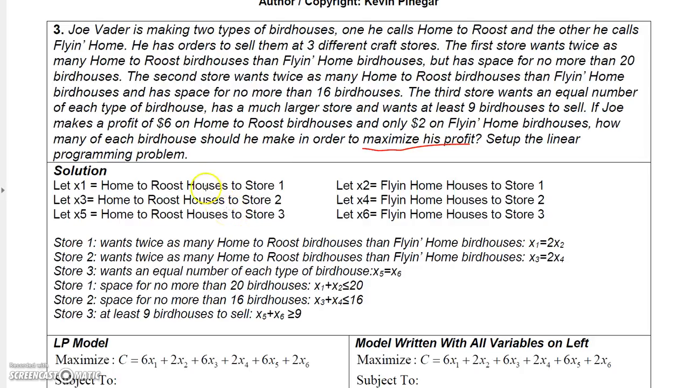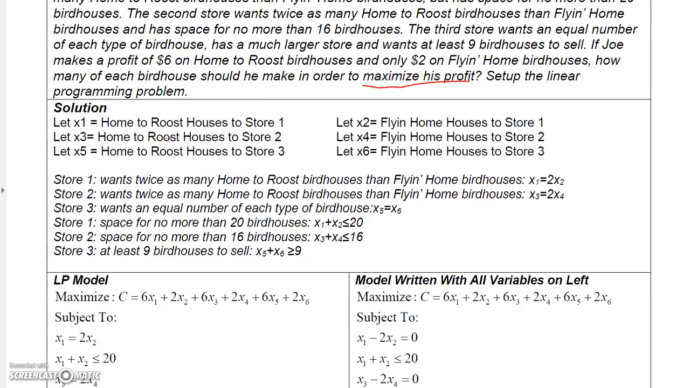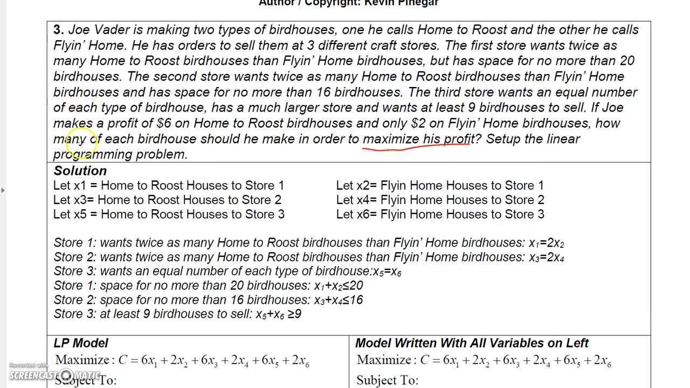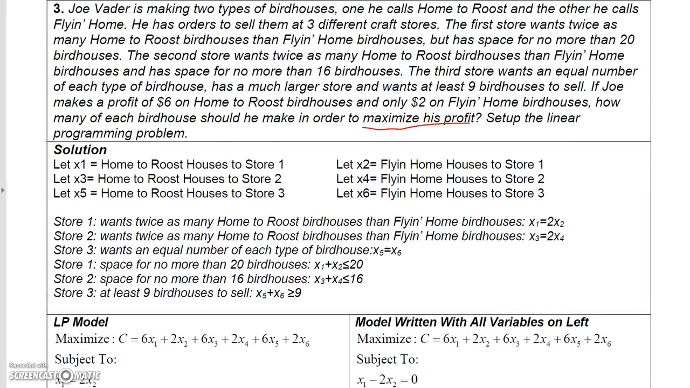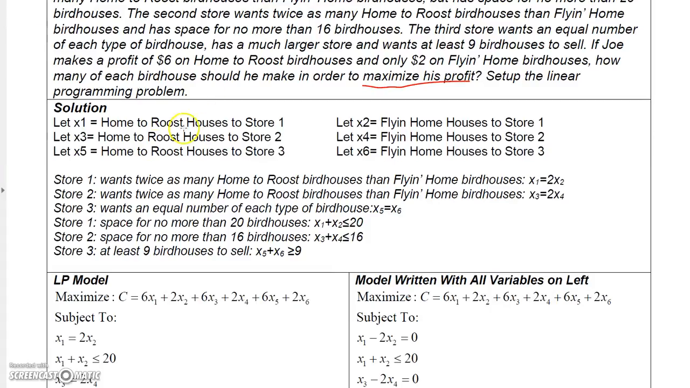A few things we can come up with. First of all, if you read the problem, it actually tells you what he profits on each one. On the roost birdhouses, which would be x1, x3, and x5, he profits $6. So $6 per x1, $6 per x3, and $6 per x5. On the flying home houses, he profits $2 each. So $2 for x2, $2 for x4, and $2 for each x6.